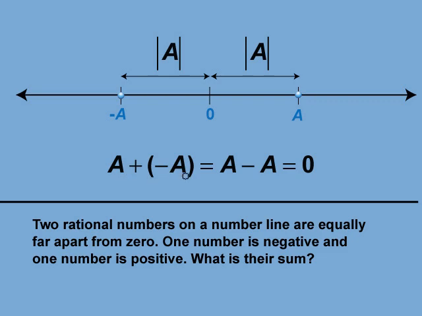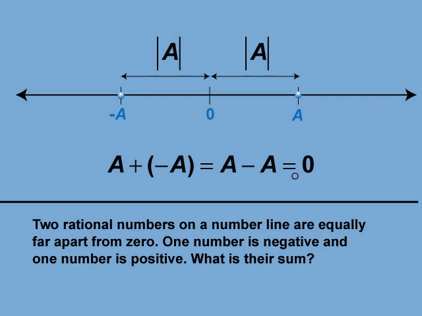A plus negative a. Recall that the sum of a negative number can be rewritten as subtraction of a positive number. We get a minus a, which by definition is equal to 0. Why did we choose a letter to represent a rational number rather than specific values?